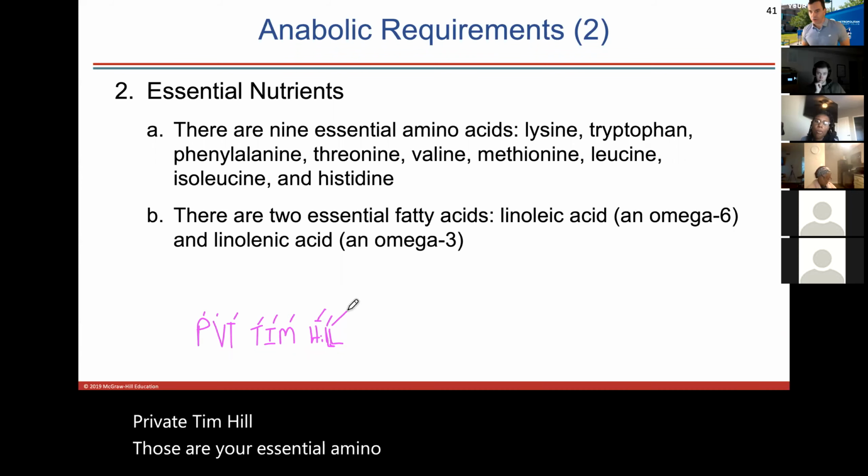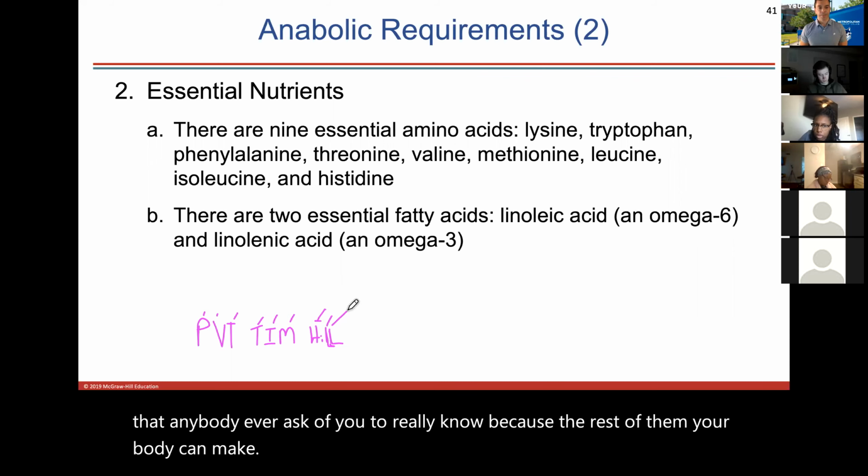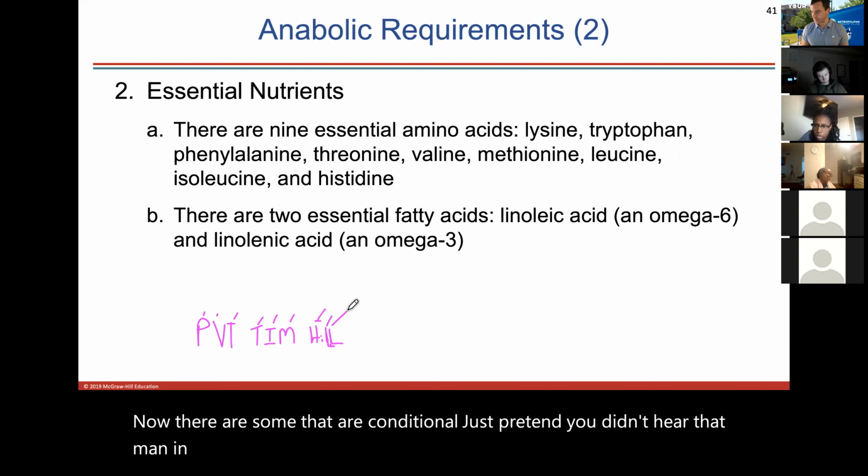Those are generally all the only ones that anybody ever asks of you to really know, because the rest of them your body can make. Now, there are some that are conditional. Just pretend you didn't hear that. Man in black yourself. Okay.